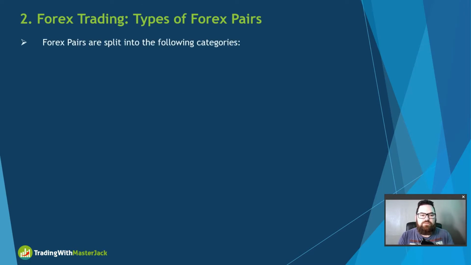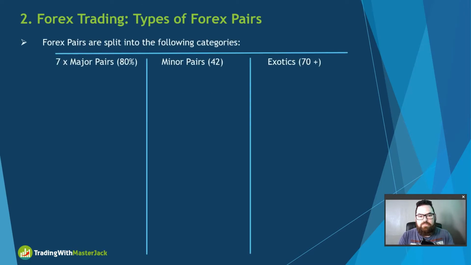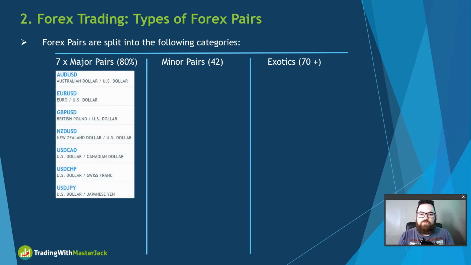Number 2, types of Forex pairs. Forex pairs are split into the following categories: the major pairs, minor pairs, and the exotics. Now you'll be familiar with the major pairs, which form roughly 80% of the Forex trading market. That would be, for example, the Australian dollar and US dollar, the euro and US dollar, the British pound and US dollar, the New Zealand dollar and the US dollar, the Canadian dollar and the US dollar, the Swiss franc, and the Japanese yen.